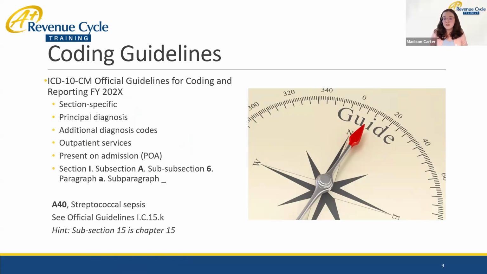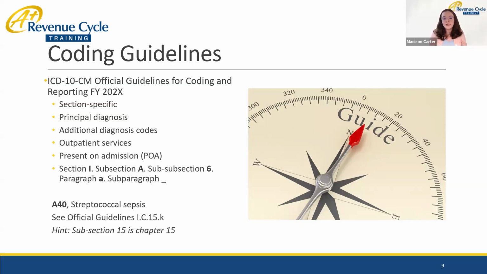Now, it's not necessary to memorize every single guideline because that's just not possible, especially when guidelines change so frequently. So instead, you should be able to locate and interpret the guidelines that you need, especially your chapter, section, or code-specific guidelines. Now, ICD guidelines are all contained within the official guidelines for coding and reporting, which can be found in the front of the ICD manual.